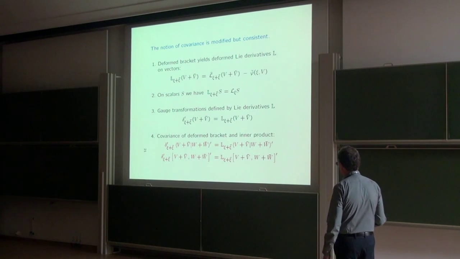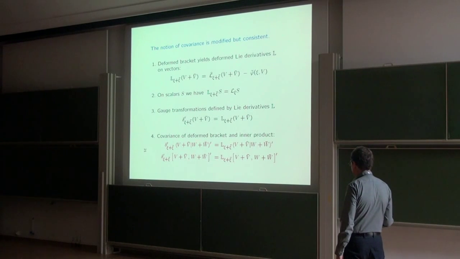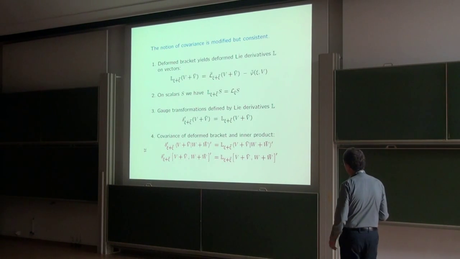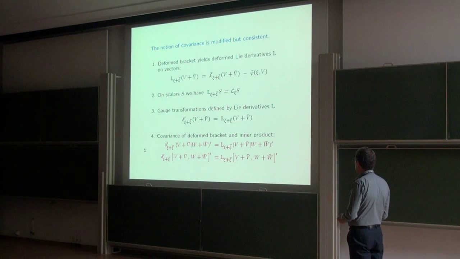That is, this transforms as a scalar, and this transforms as a vector under gauge transformations. So it's unusual, but all is well with it.